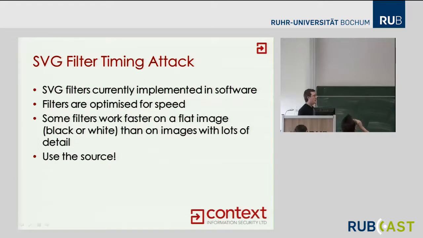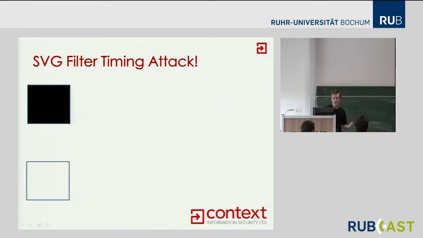So I had a look at the source code for Firefox. I had a look at how these SVG filters are implemented. And I found that there's some interesting optimizations in there, which meant that certain filters would be faster if they ran on an image that was flat, just the same color, than on images that had lots and lots of detail. So there was some potential here for doing a timing attack. So this is what I found. This is the basis of the technique that I'm going to show you.